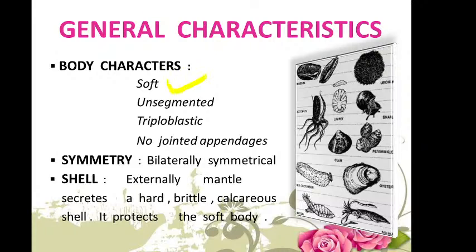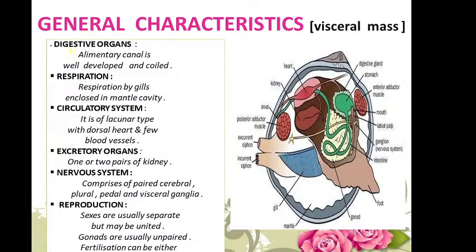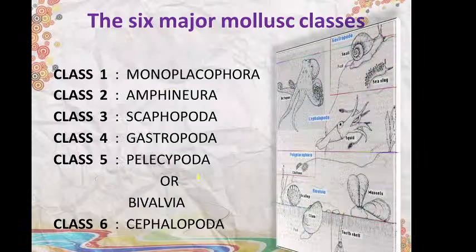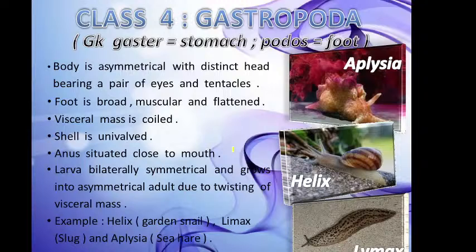So they have a soft body, they are unsegmented, they are triploblastic, they have no jointed appendages. They have head, foot, mantle and visceral mass. So we have foot, we have visceral mass and we have the outer, which is the mantle. Again, the alimentary canal is well developed. Respiration occurs by gills. Circulatory system is there. Excretory system, we have a pair of kidneys. Nervous system is there. Reproduction is also there. So these are the important features of this phylum Mollusca.